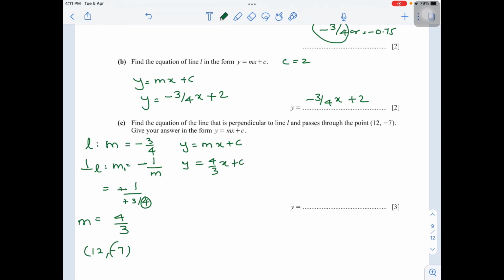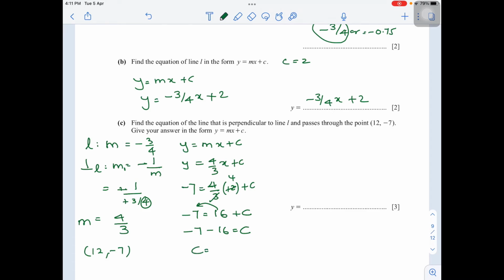And now y is negative 7 and x is 12. So negative 7 is 4 over 3 times 12 plus c. Use calculator. Negative 7 is 4 over 3 times 12, which will give you 16 plus c. Send 16 to the other side. Negative 7 minus 16 is c.